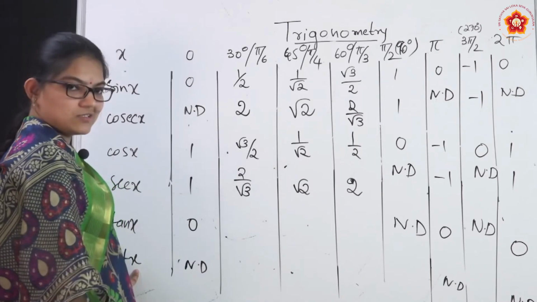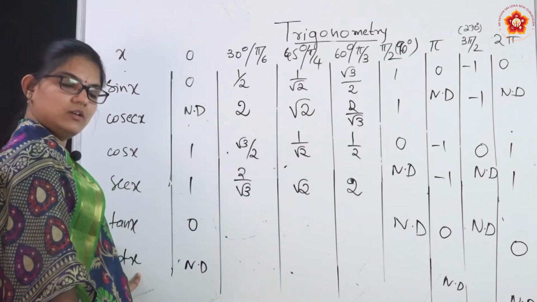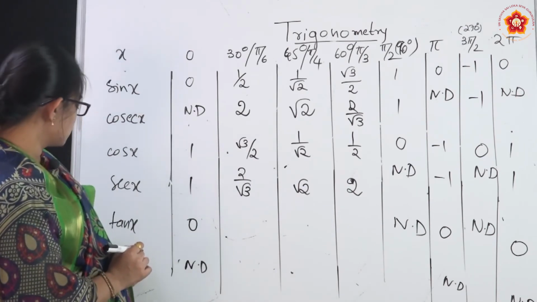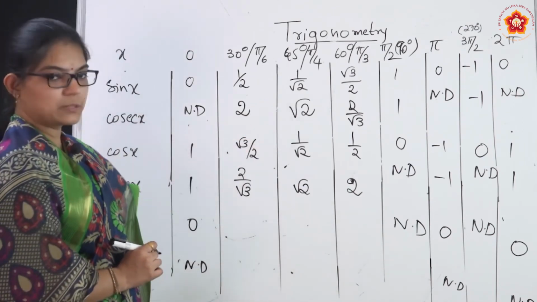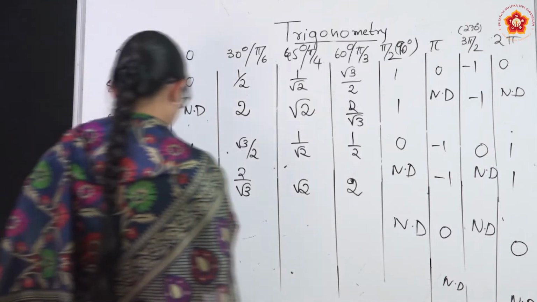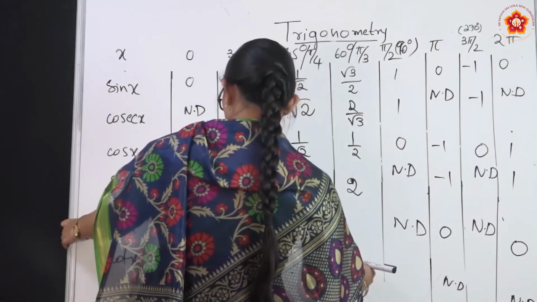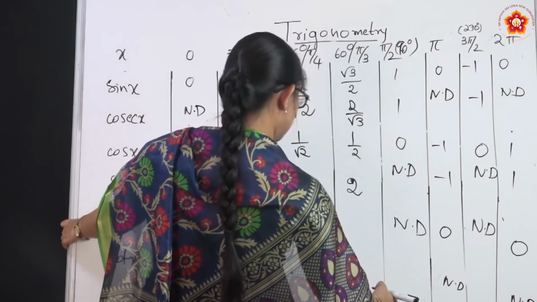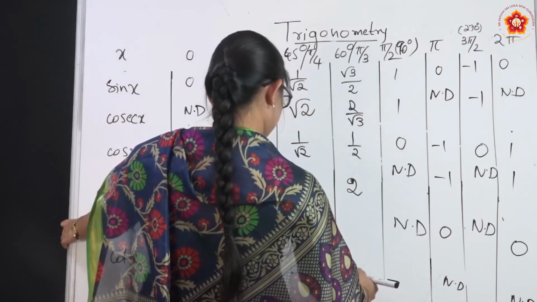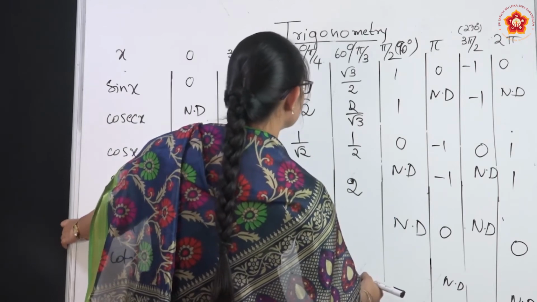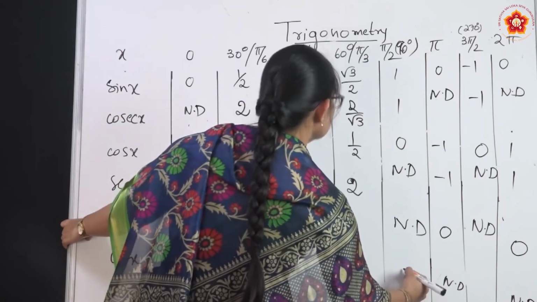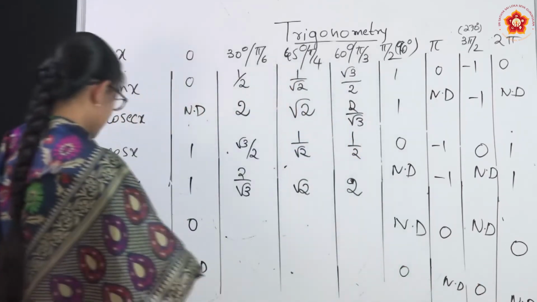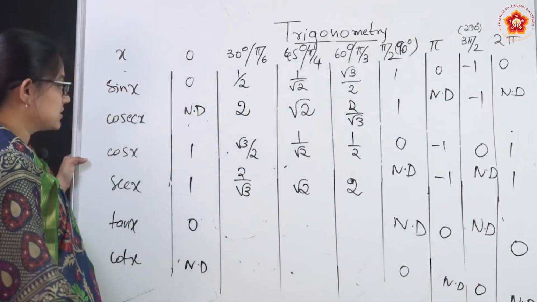Similarly, cot x will be equal to 0 when numerator cos x will be equal to 0. So, where cos x will be equal to 0? When the odd multiple of pi by 2. So, at odd multiples of pi by 2, cot x will be 0. So, that is you have here pi by 2 and 3 pi by 2. For that, cot x will be equal to 0.